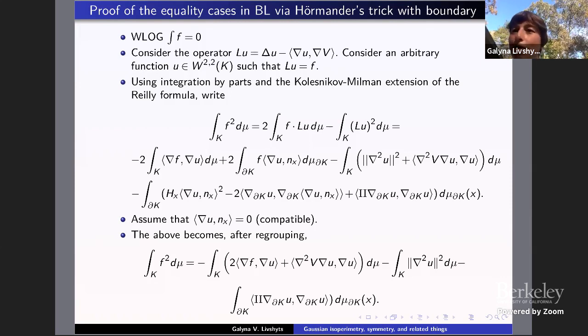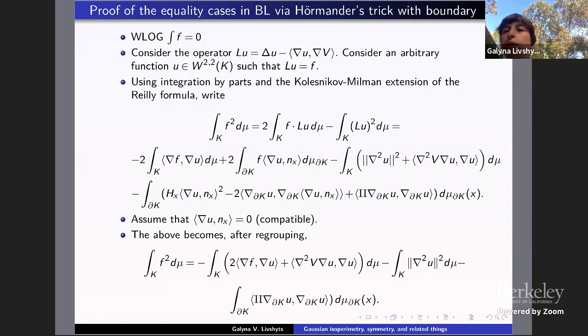So here is a Hörmander trick to prove the Brunn-Minkowski inequality. Traditionally, it's used without boundary, and the inequality is obtained by approximation for a convex set. But here we want equality cases, so we want to do everything with boundary. And our argument relies on this very important result of Kolesnikov and Milman, which is the extension of the Reilly formula. Namely, first of all, we want to estimate the variance of a function. It's enough to assume that the function is mean zero.